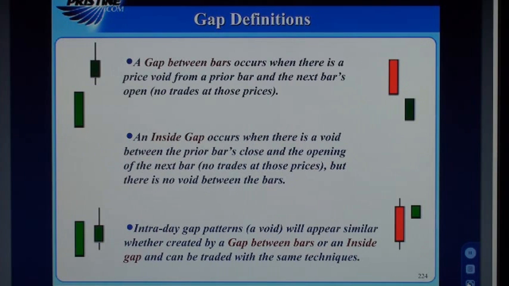Gaps occur in two ways. There are gaps between bars, which creates a void between the two bars, meaning prices are gapping away from the prior bar. And there are inside gaps, meaning prices are gapping from the prior day's close and opening inside that prior bar's range. Now the intraday patterns will appear similar whether they're gaps between bars or inside gaps. The voids are created on the intraday charts, and this is what we'll be looking to trade.